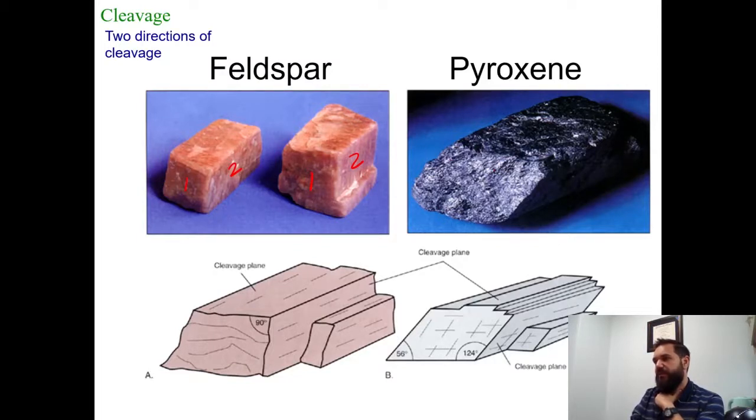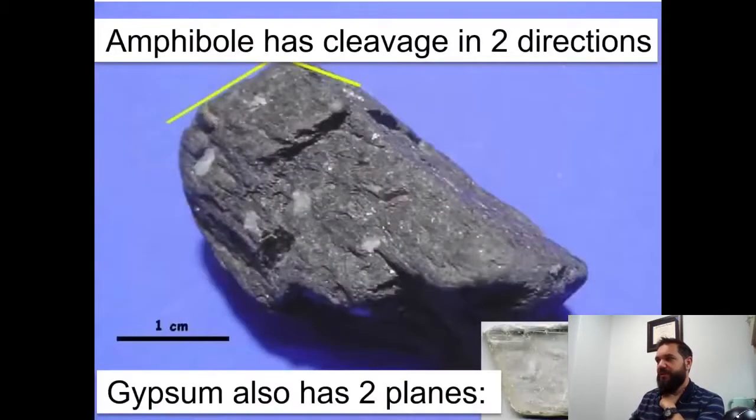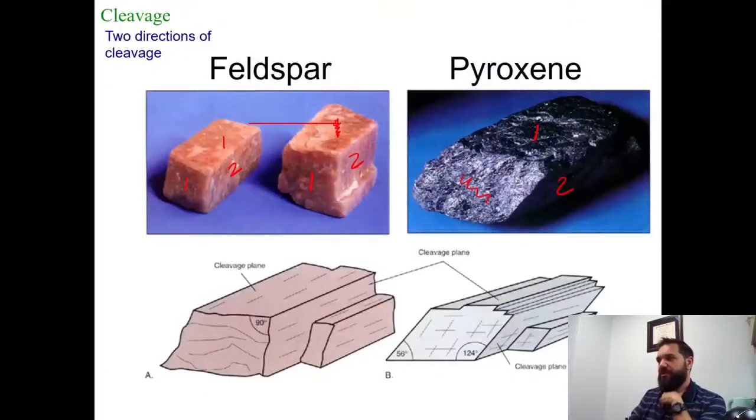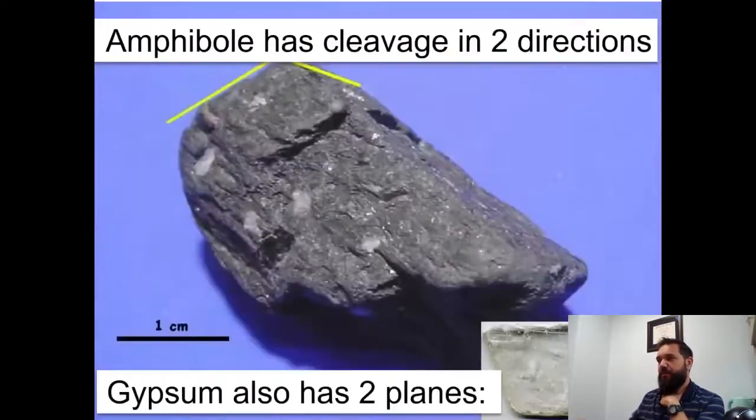Pyroxene, right? Maybe that's number 1 and that's number 2. And maybe this one isn't a cleavage plane at all. Maybe this is 1 and this is 1, I can't really tell exactly, but feldspar only has 2 cleavage planes. Amphibole has 2 cleavage planes too, and I want you to see how similar pyroxene and amphibole look to each other, right?